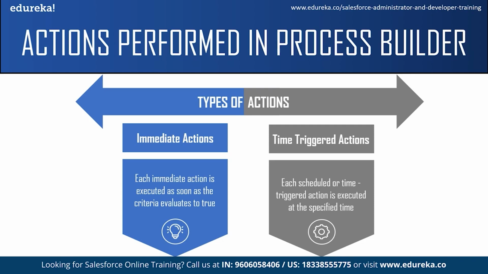And if the criteria is met, then it performs the automated actions. For example, you can automate a process which will send an email 30 minutes after an account is created, and then it will send the email to the recipient after 30 minutes itself. So these were the variation of actions based on the time they run in. Now let us see what are the automated actions that can be performed using Process Builder.